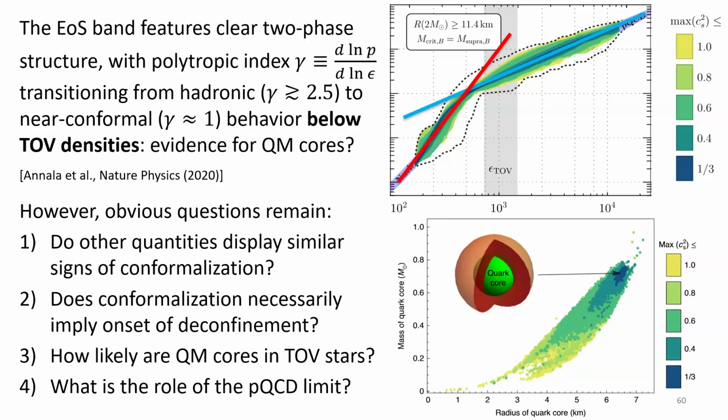You could also ask, does conformalization imply deconfinement, or could this be just a shift from one phase of nuclear matter or hadronic matter to another one? Maybe this could correspond to the onset of hyperons in the system or something like that. You can also ask, how likely are the quark matter cores? Can we do some kind of probabilistic analysis and say that the likelihood of quark matter cores being present in maximally massive neutron stars is at least, I don't know, 50% or 70% or 90%? And then finally, you can ask, does this PQCD limit at the high densities play any role in this business?